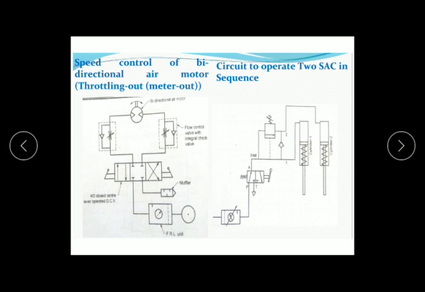Then next is the sequential circuit of a single acting cylinder. This is the sequence valve we have used to operate the single acting cylinder in sequence. From the FRL unit, air is first passed through the first position. Here we have used a lever operated 3/2 DCV. From the atmosphere, air passes through the compressor, the FRL unit, this DCV, and then to cylinder 1.